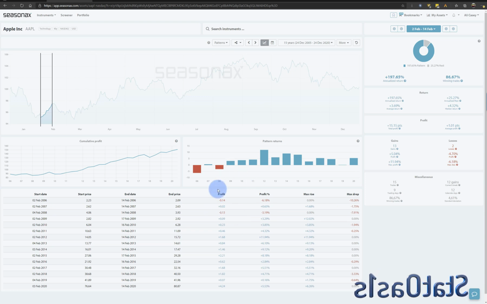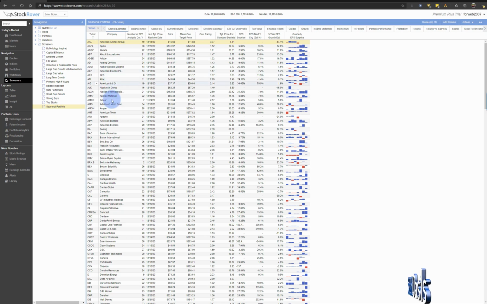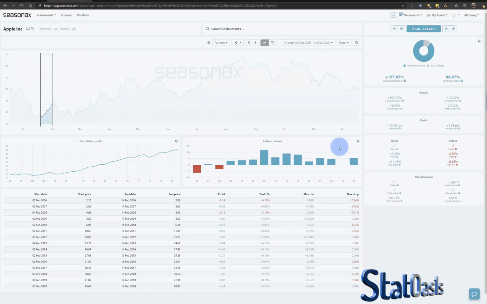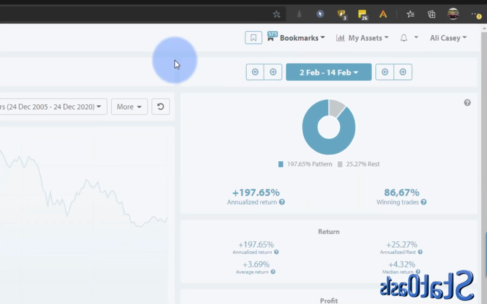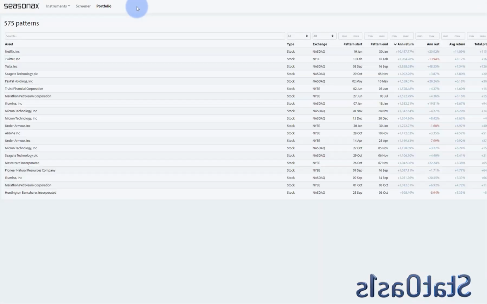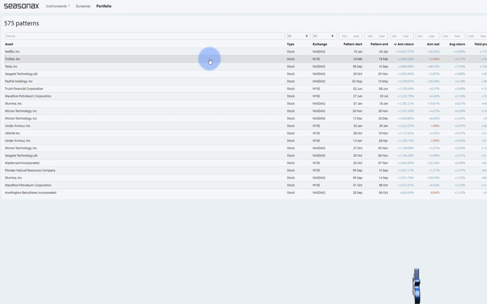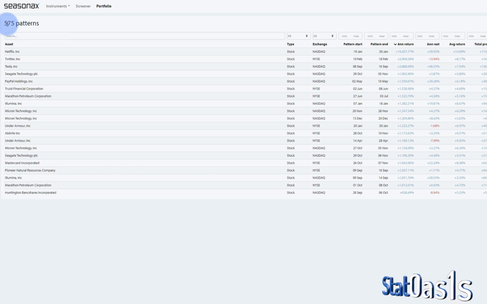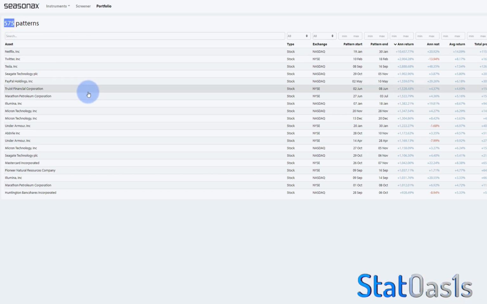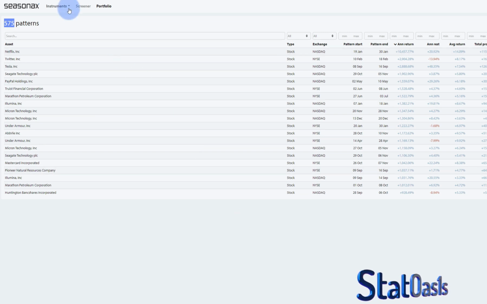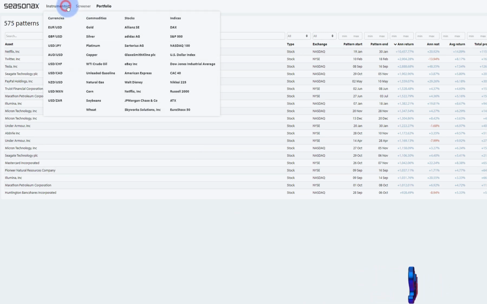So once you do all that, and you go through all these stocks, in this case I have 247, and I spend a lot of hours on this, and I reach this number, 575 trades. So if you go to my portfolio, and let's reset. So 575 patterns.